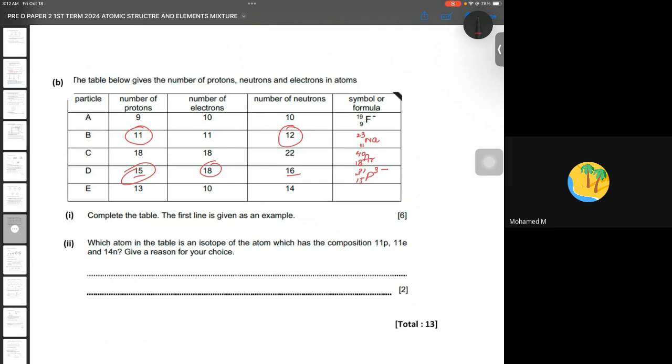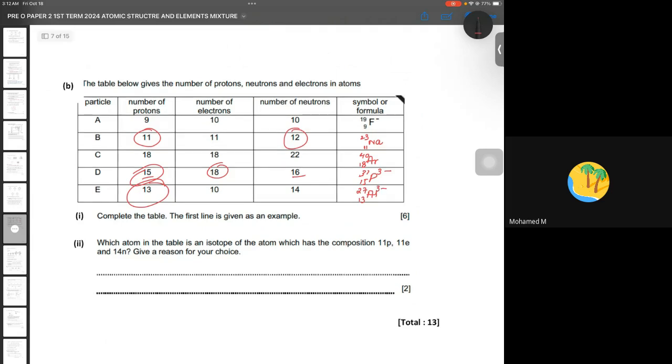If you can see, this is 13. 13 means that the proton number is 13. If you see the periodic table, this is aluminum, whose proton number is 13 and the mass number is 27. Is there any charge? You have to check the protons and electrons. Electrons are 10 and protons are 13. So 3 more protons, so you are supposed to write plus 3.